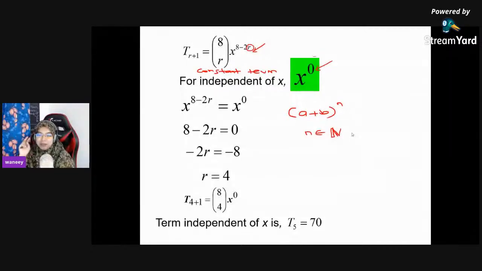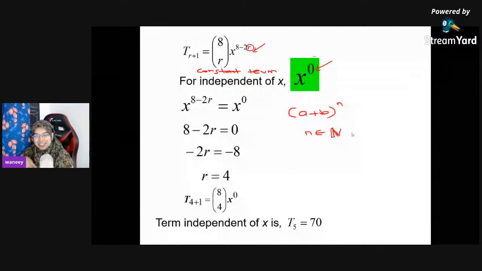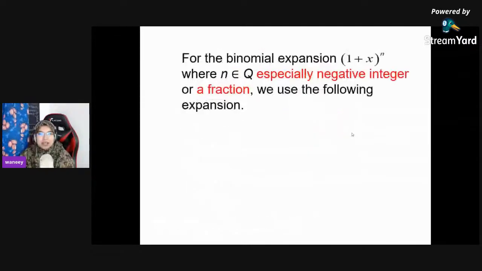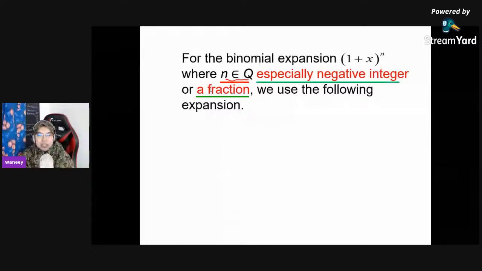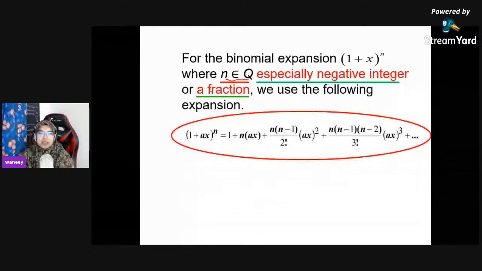So we have two formulas for binomial expansion. The first one is for (a + b) to the power of n, and the second one is the one that I'm going to teach you. Okay, so for binomial expansion (1 + x) to the power of n, where n is actually a rational number, especially negative integer or a fraction, we use the following expansion. So n will be a rational number where mostly we are going to use them for negative integer or a fraction. Then we use the following expansion. So we are going to use this formula.